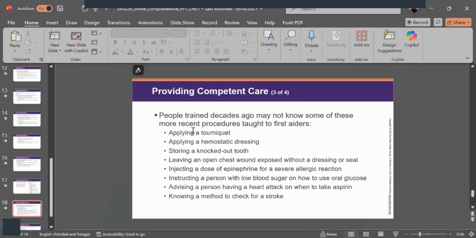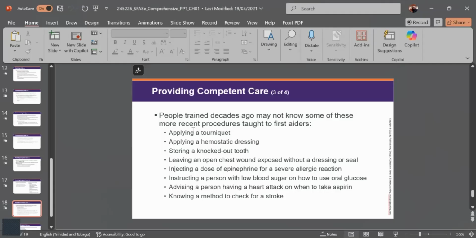How to apply a tourniquet, how to use a hemostatic dressing, storing of a knocked out tooth, and a whole set of others. Leaving an open chest wound exposed without dressing or a seal, that one is still, even though it may not be taught at standard first aid, for the advanced first aid, the emergency medical responder, the EMTs, we do that. We put a seal. It's called an occlusive dressing.